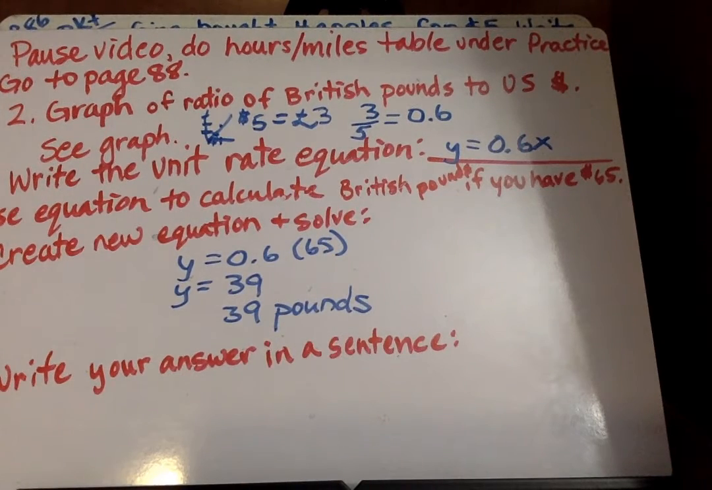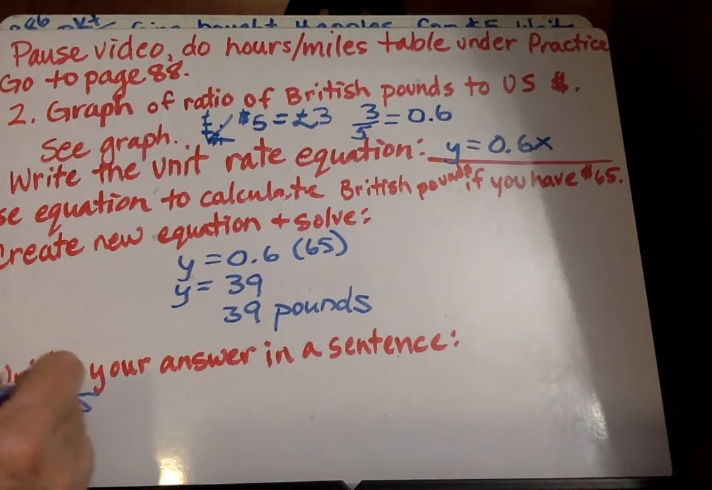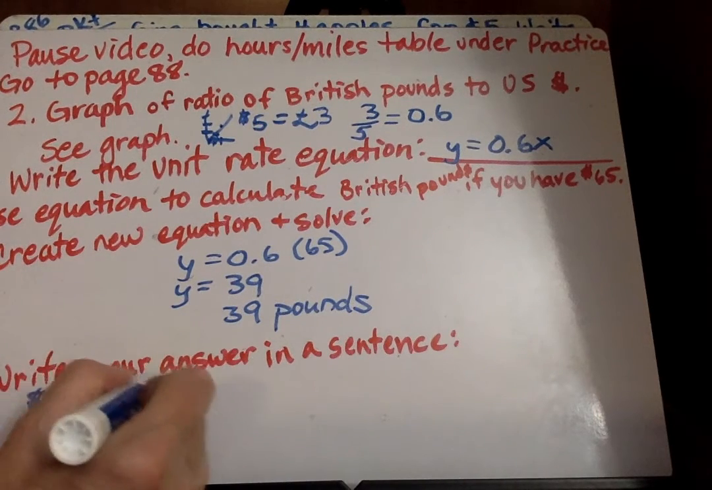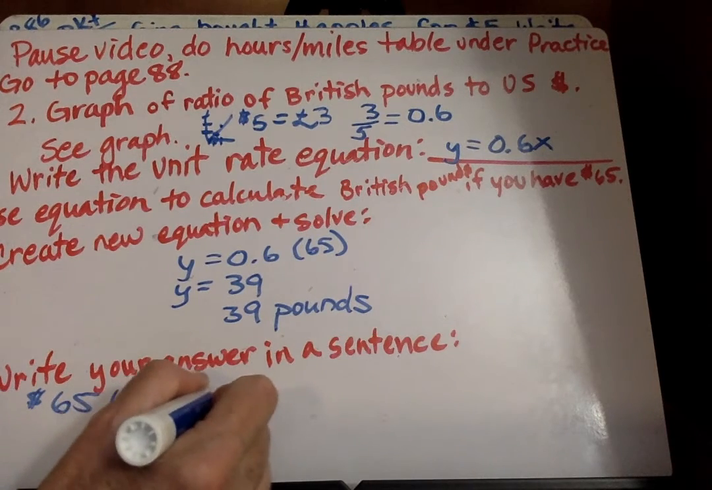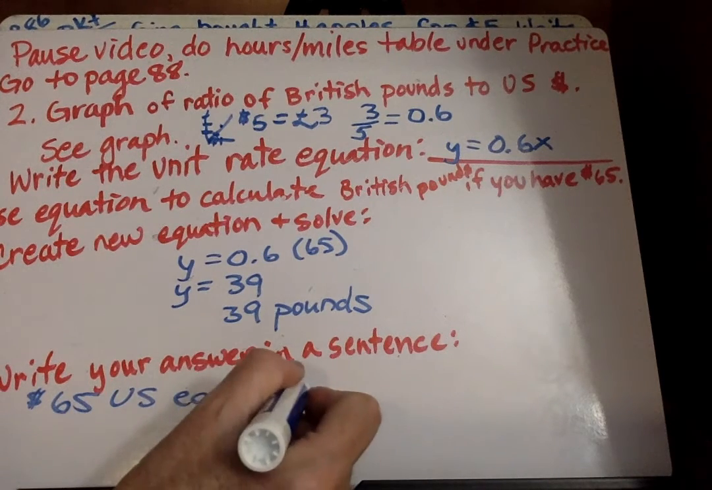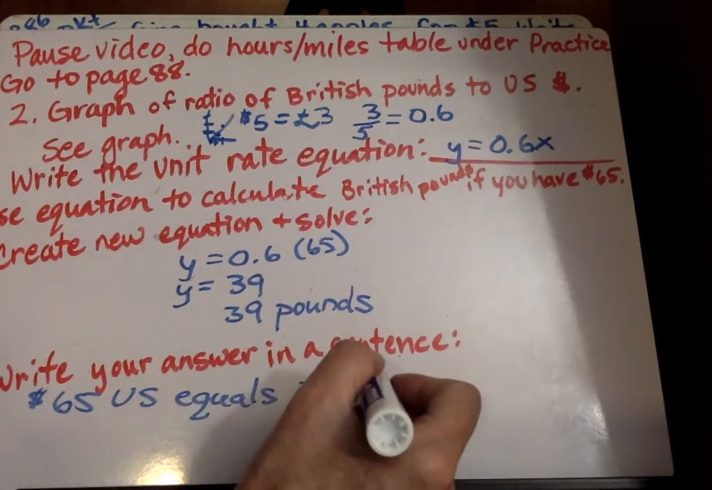And write your answer in a sentence. 65 US dollars equals 39 British pounds.